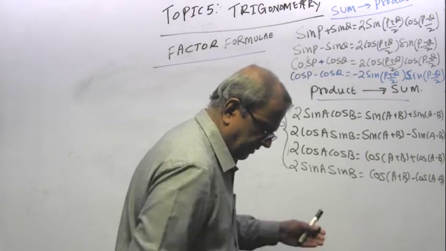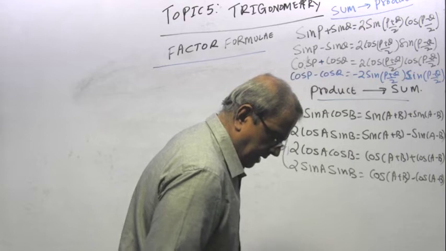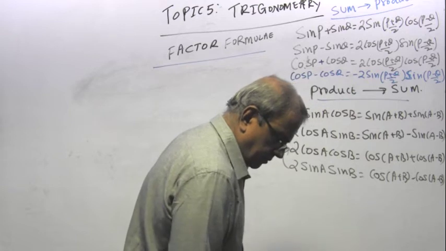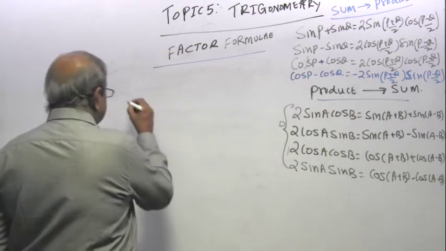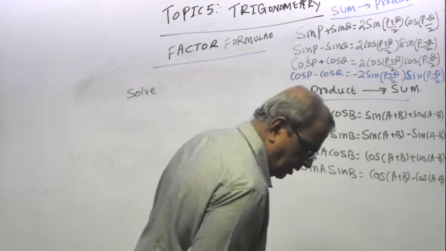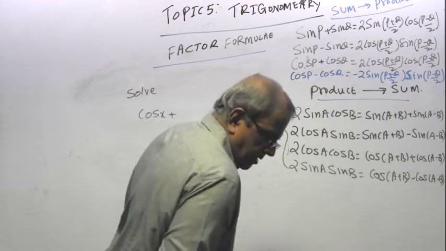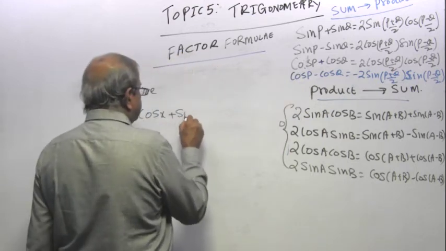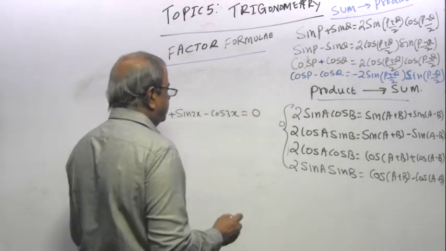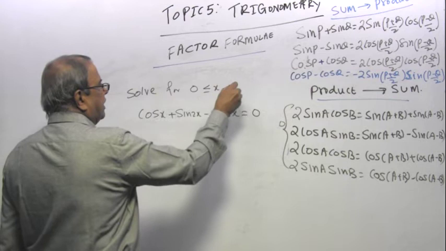Let me take some equation. For example, you're asked to solve something like this. Solve cos x plus sin 2x minus cos 3x equal to 0. Solve for, let's say, 0 less than or equal to x less than 360.